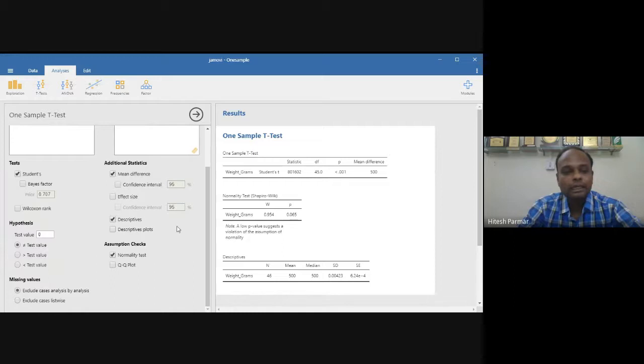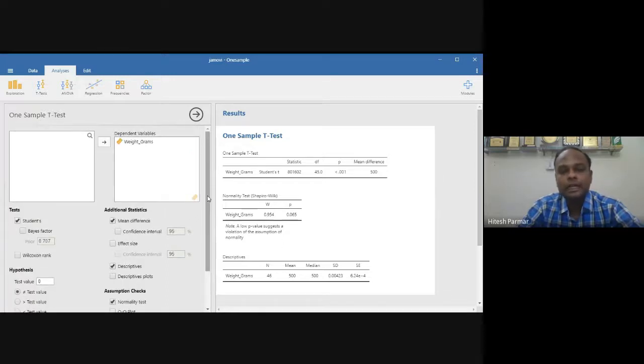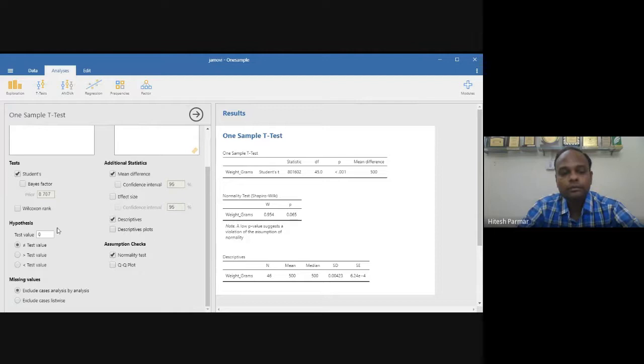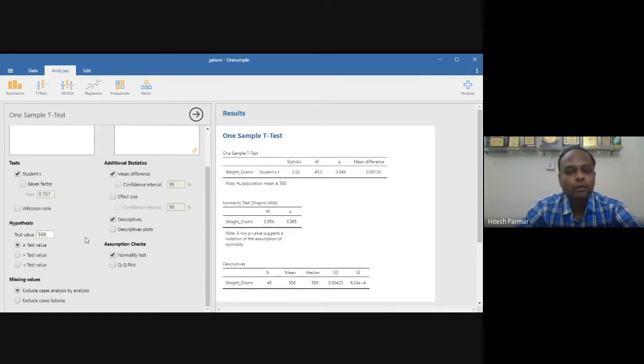Now, one more thing that we need to change here that we didn't change is what our standard value is. In this case, what is our standard value? 500 gram. So our standard value we have to put as 500. Then only it will be tested against our sample mean.